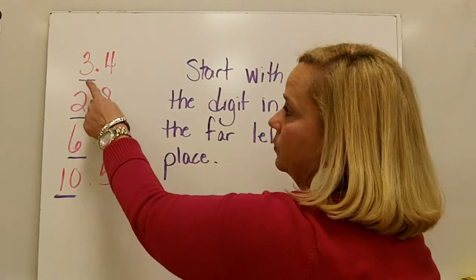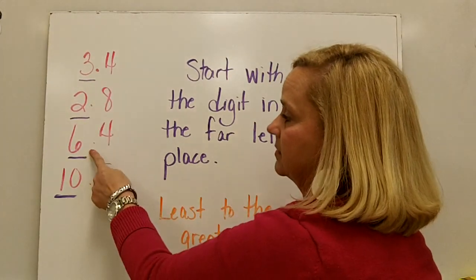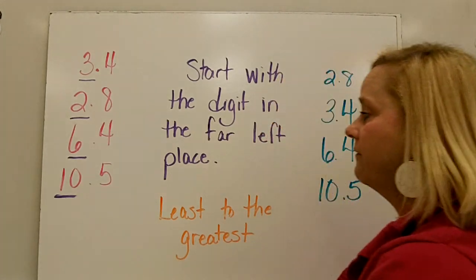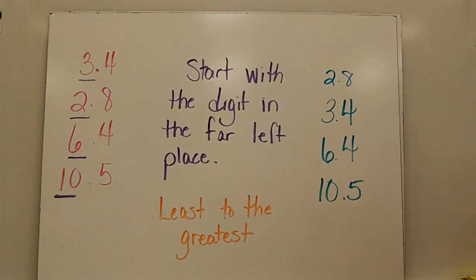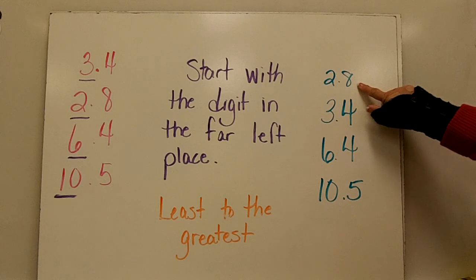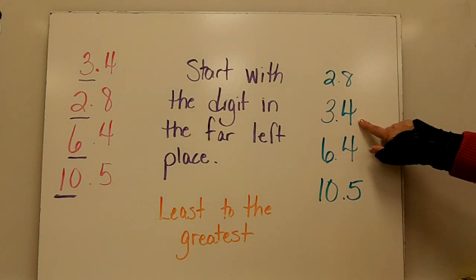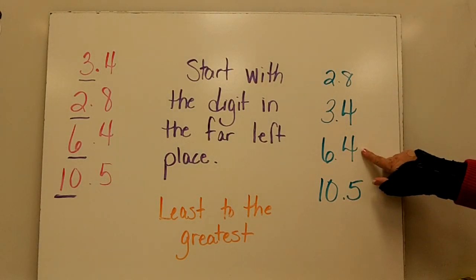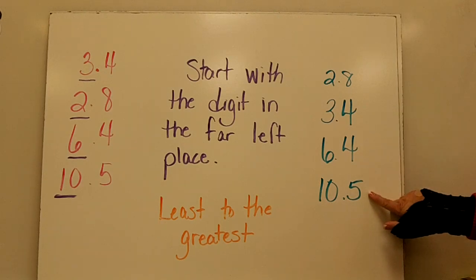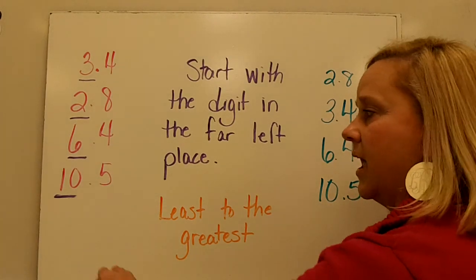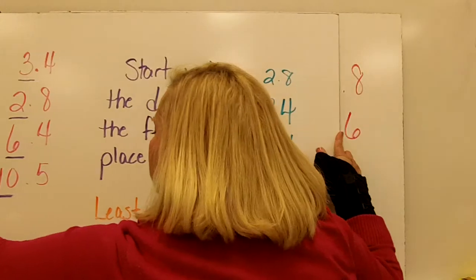After a 2 would be 3, and then a 6, and then 10. So if I put these numbers in order from the least to the greatest, I would have 2 and 8 tenths, 3 and 4 tenths, 6 and 4 tenths, and 10 and 5 tenths. And that's in order from the least to the greatest.